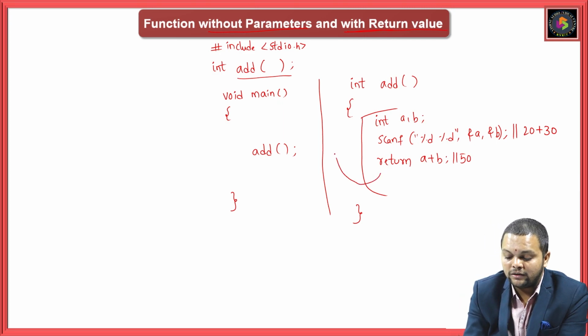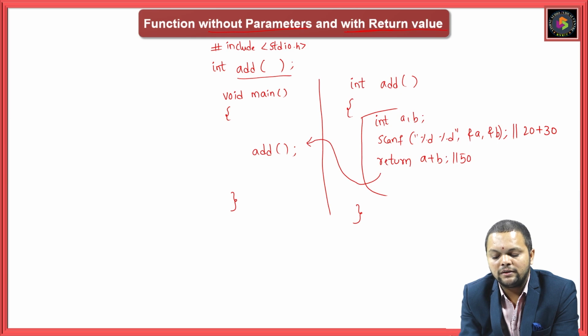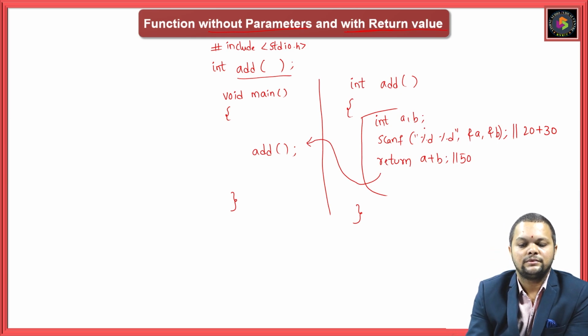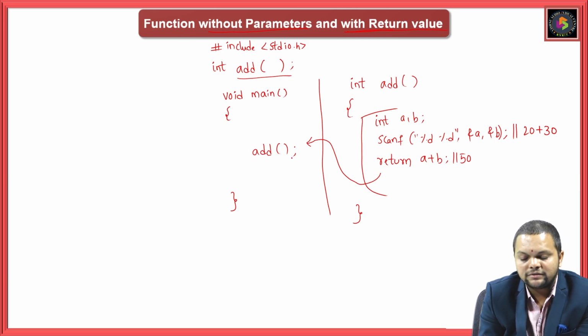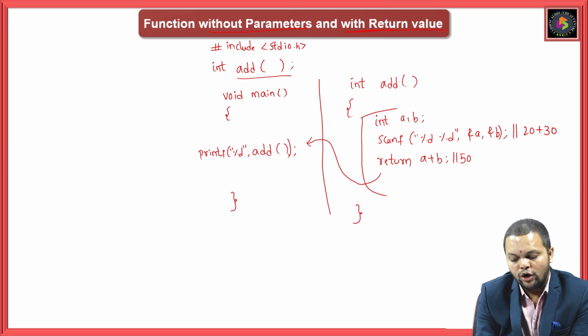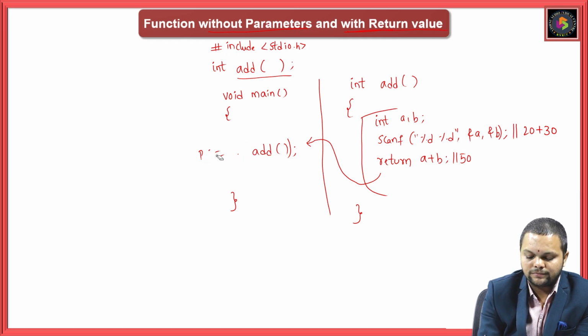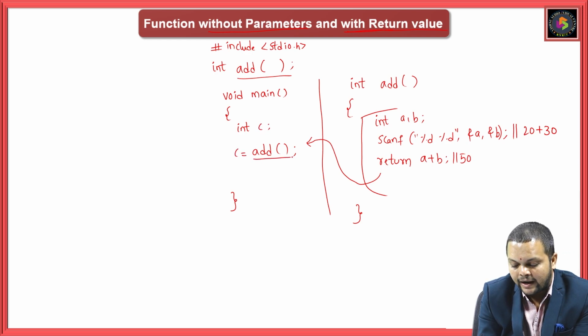On seeing return, the control will come back. If you write return in the first line, this function will stop executing in the first line itself. So control will come back to the add call. Either you can directly give add inside a printf statement, like printf %d, comma add. Either you can do this directly, or you can take one more value, int c equal to add. Give this add value to c.